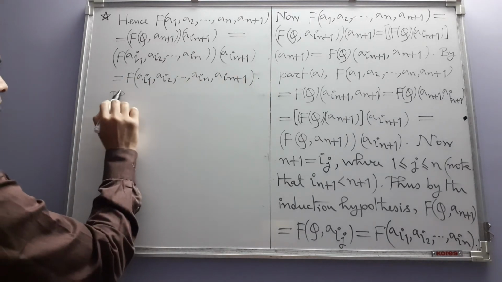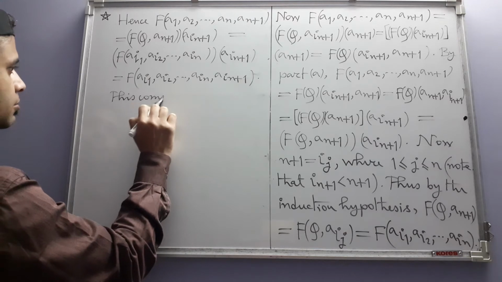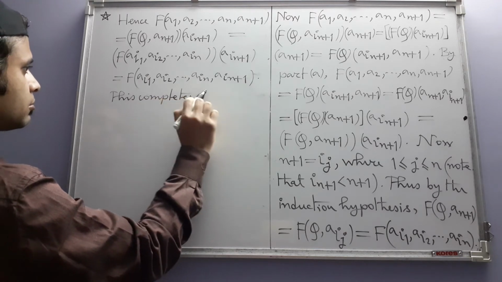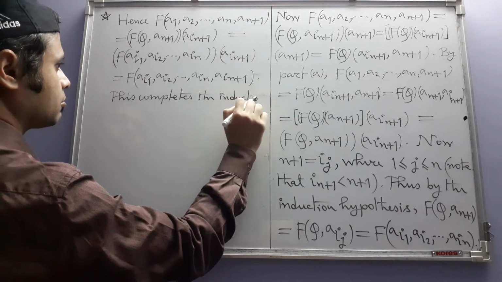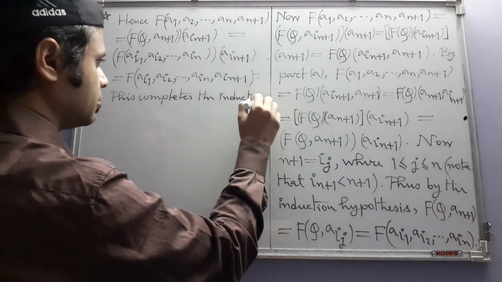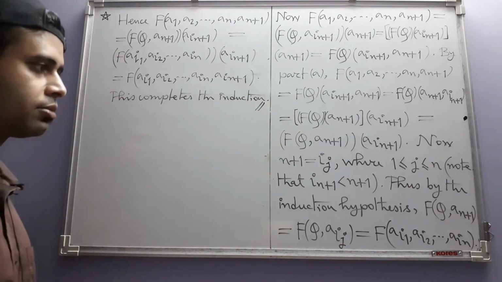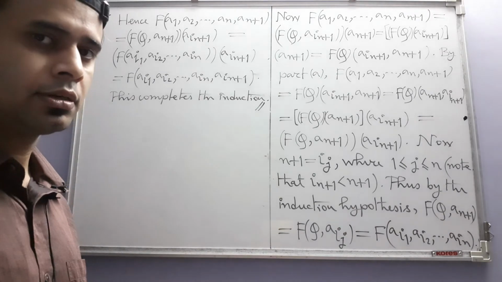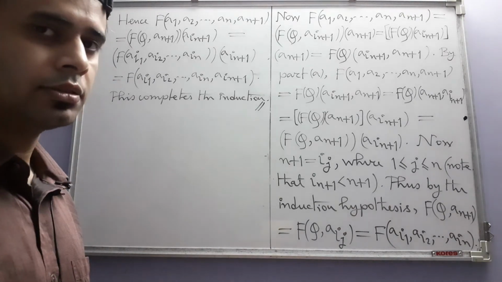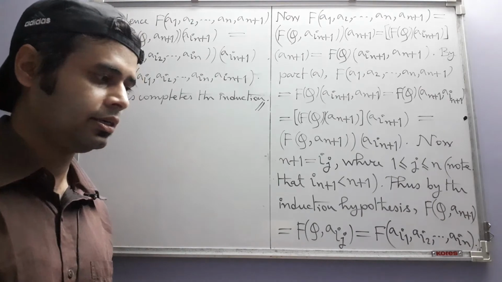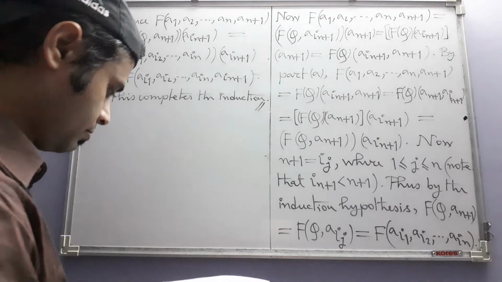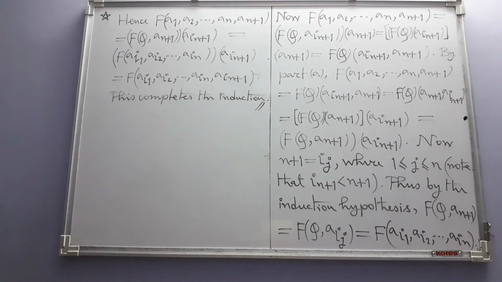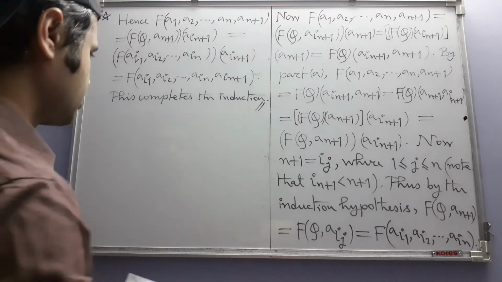So this finally completes the induction and proves the result. So from now on we can interchange the order of the elements that we are adjoining to the base field in any way we want. After this, we have exercise 8.